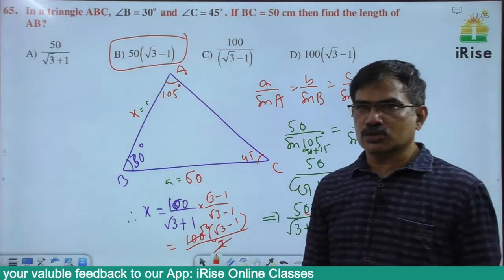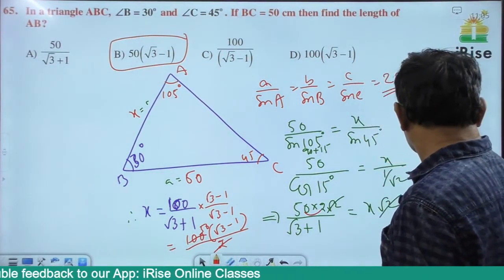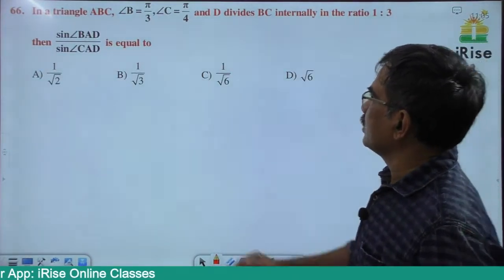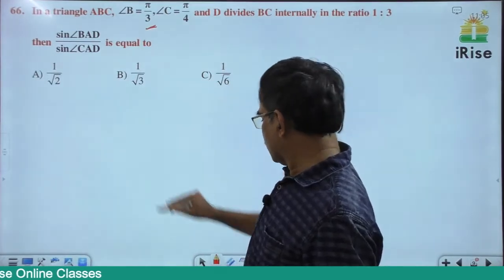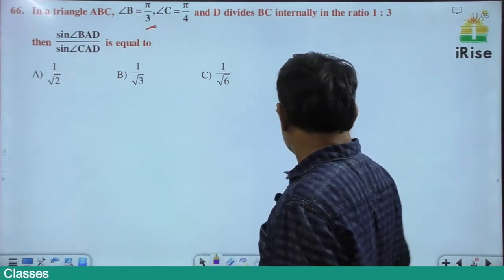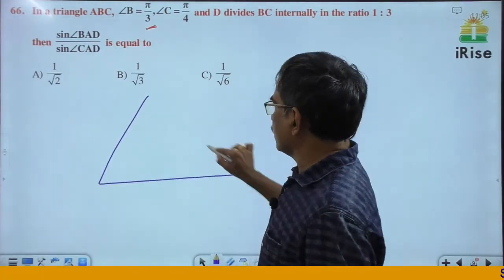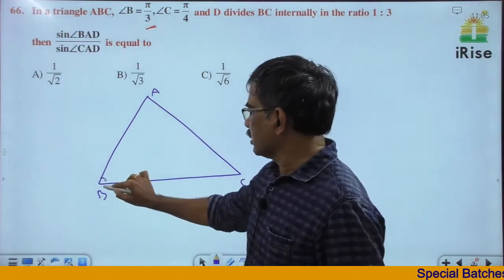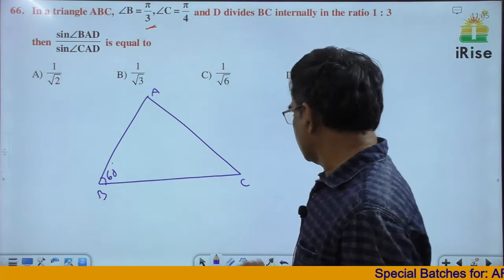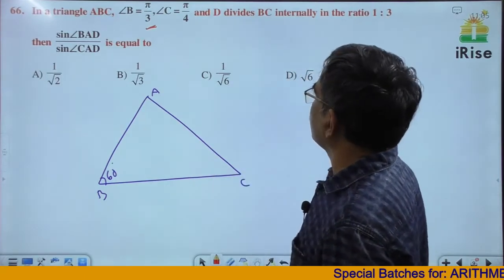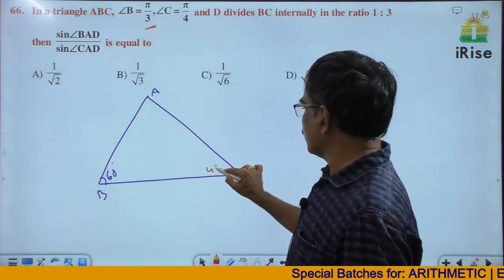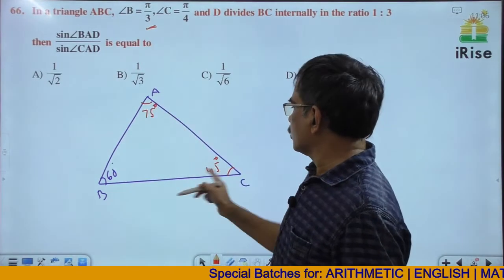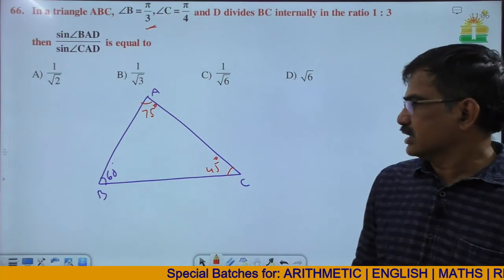Okay, next question. In a triangle ABC, angle B is pi by 3. Pi by 3 means 60 degrees. In this triangle ABC, this angle is 60 degrees, and angle C is pi by 4. Pi by 4 means 45 degrees. If these add to 105, therefore this angle is 75. Total is 180.